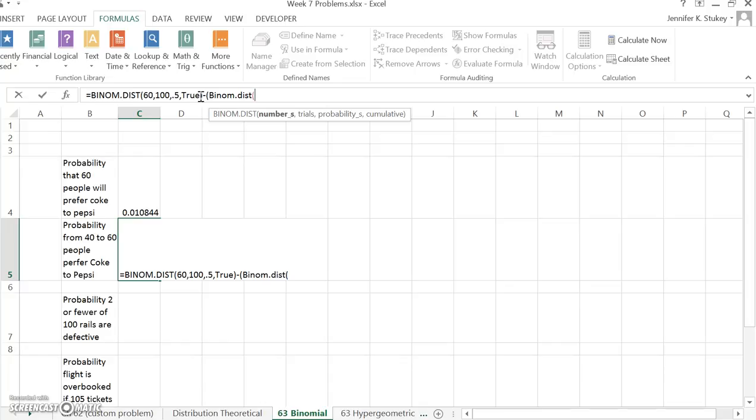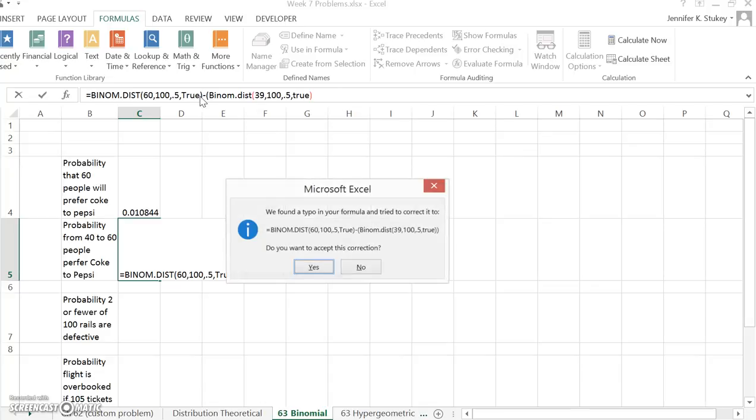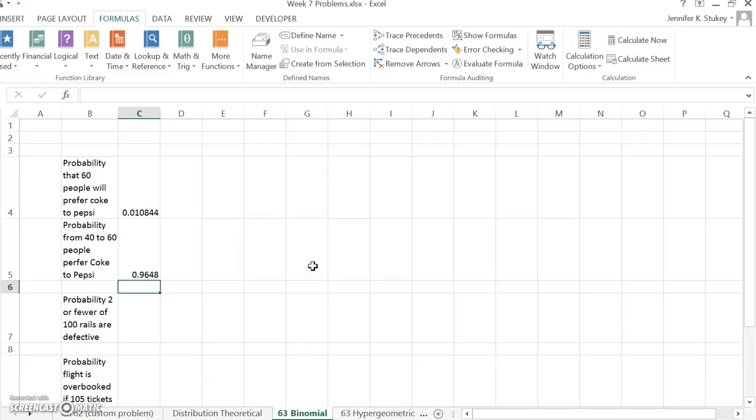So again, we need the binom distribution. And in this case, our number, okay, this is where, again, it gets a little bit tricky. We can't just plug in 40 because then what we would actually be calculating is the probability of 41 through 60, because we'd be subtracting the probability of 40 through 0. So we actually need 39 here. So that's something you've got to think about. Out of 100 trials, probability is 0.5, and our cumulative probability is also true here. Oh, and I've missed a parenthesis, so yes, I'm going to accept that correction. And so what we have is 96.48, which is slightly different than it says in your textbook only because of rounding.